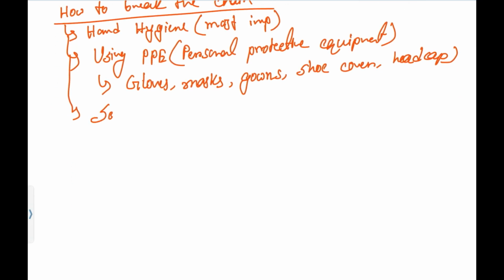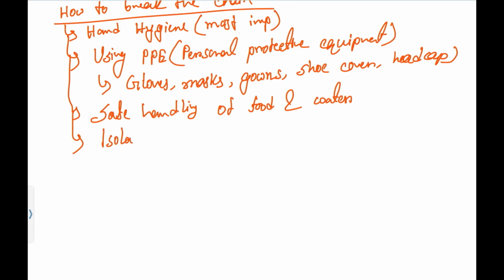Then safe handling of food and water so that it won't get contaminated. Then isolation of infected patients. If a patient is infected with any viral infection or bacterial infection, as soon as possible isolate the patient from other general patients so that it will prevent that disease.